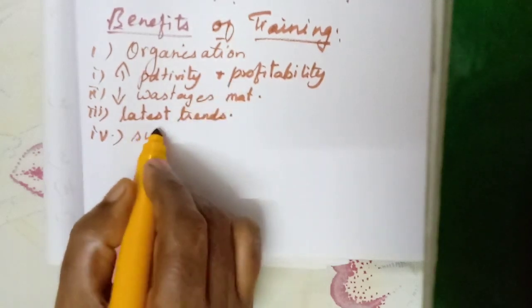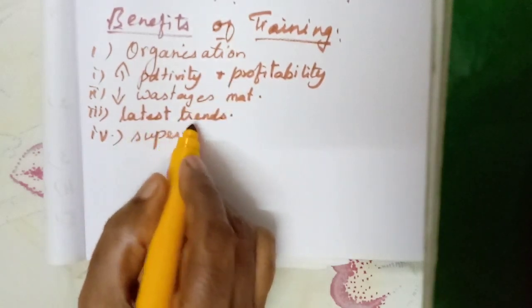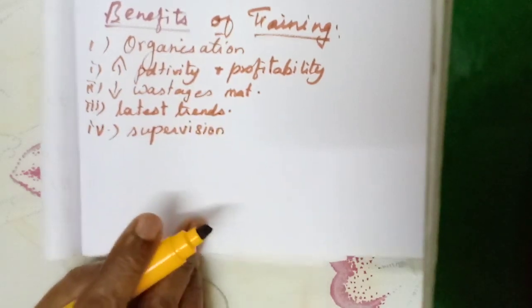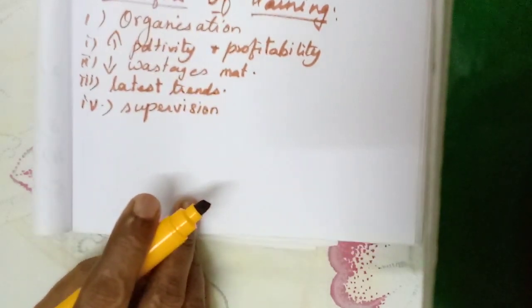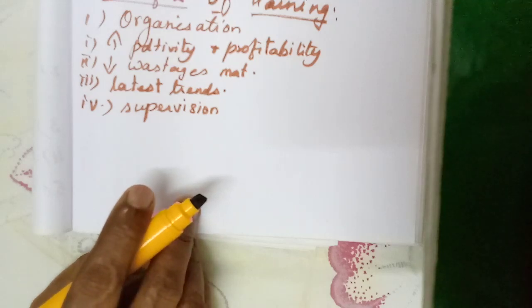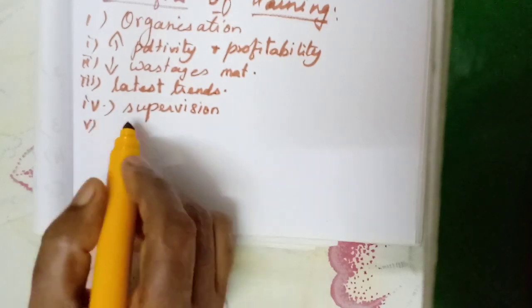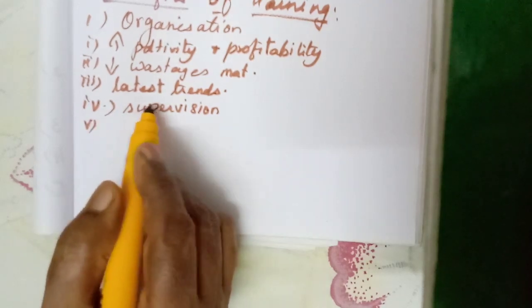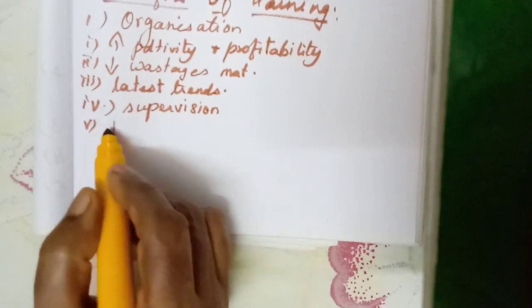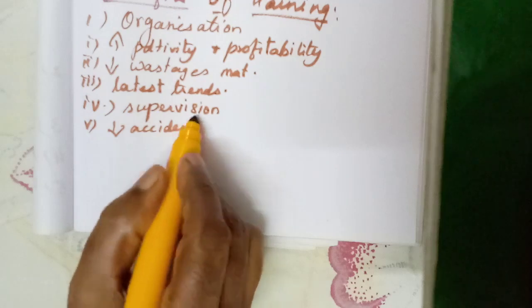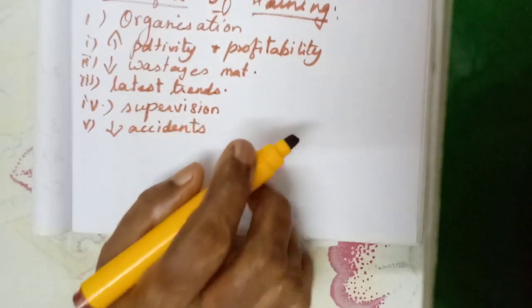Then since they give training, they do not need to give more supervision. Already they have been taught how to work, so they may not be supervised often, and many people can be supervised together. Then since they know how to work, they can reduce the accidents for themselves or for others.